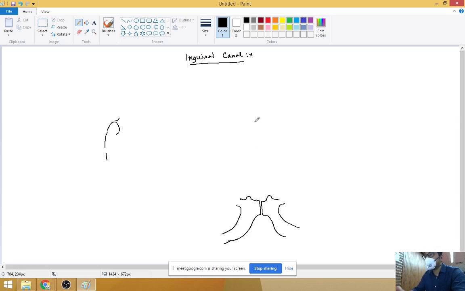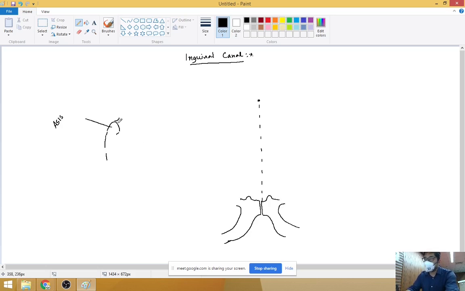Okay, somewhere here will be the umbilicus. This is the linea. What will be this? Linea alba. Umbilicus. Somewhere here is the linea alba. Anyway, you see, if this is the anterior superior iliac spine, this is the pubic tubercle.